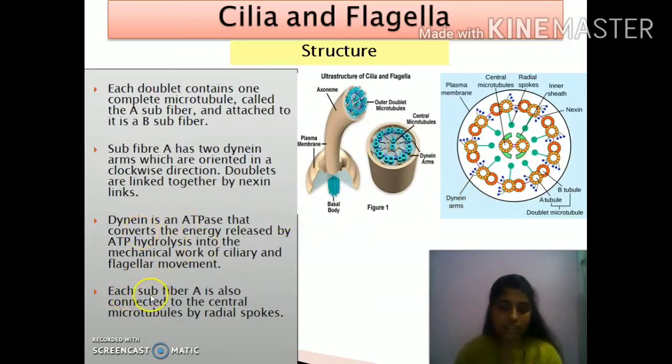Okay. Now you can see each subfiber A is also connected to the central microtubules by radial spokes. So these are the radial spokes. Have you seen? Each of the doublets is connected with the central microtubules with the help of some spokes termed as radial spokes. Here it's not clearly visible that it is connected, but here you can see the radial spokes with the help of which these microtubules are connected with the central microtubules. So this is the basic ultrastructure of cilia and flagella. Clear?